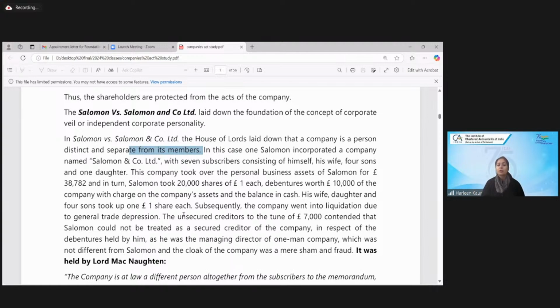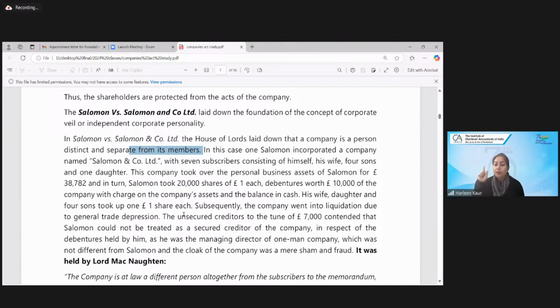And how many shares did he take? He took 20,000 shares in the company and debentures also, by creating a charge on the company's assets. Now, this line is very, very important. So 20,000 shares he has taken, 10,000 debentures, and the balance 8,782 he has been paid in cash. His wife, daughter and sons have also taken 1 share each.